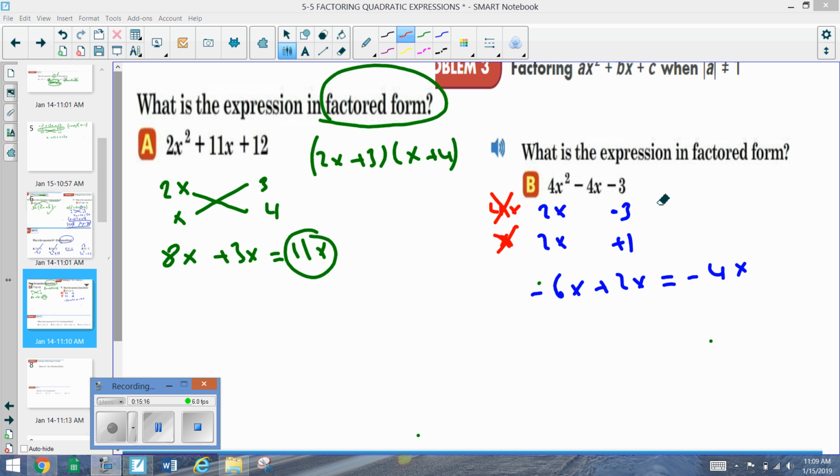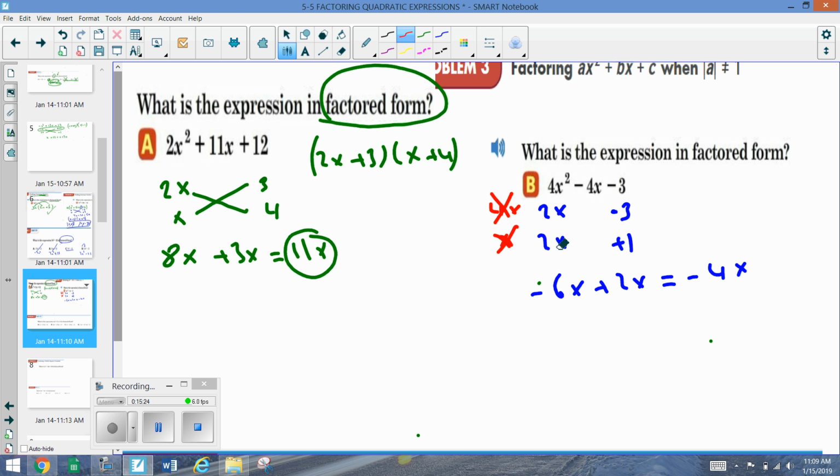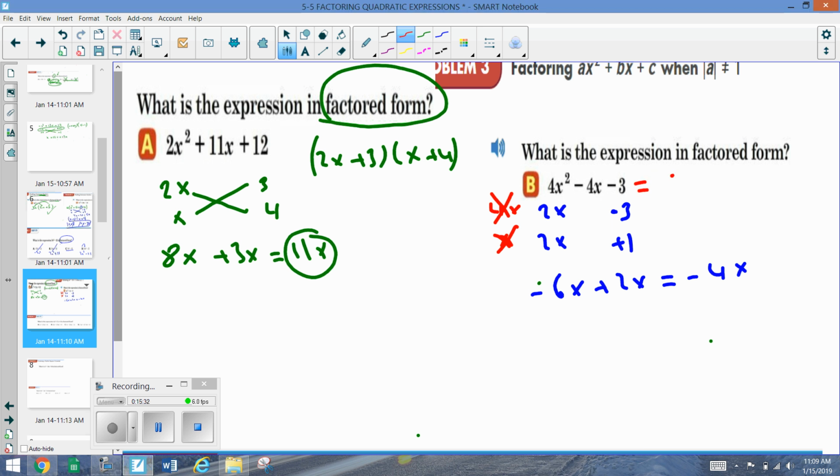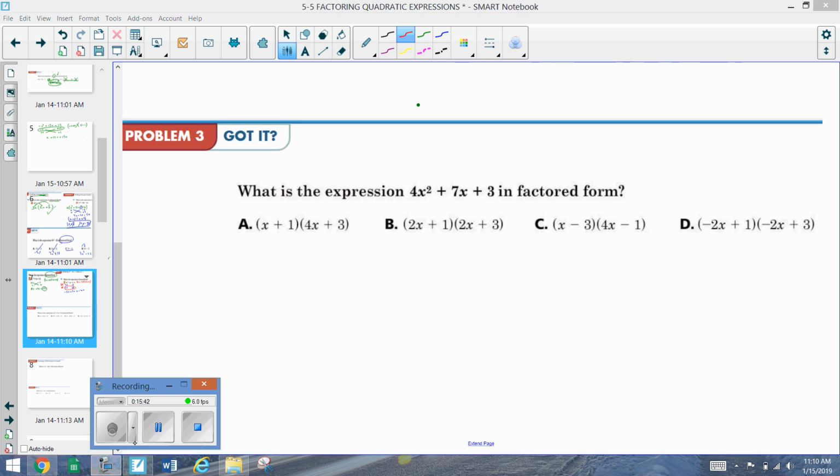Okay, right straight across. Are we all agreed this is correct? Negative 3 times 1 equals negative 3. And when you do cross multiplication, negative 6x plus 2x, that's negative 4x. It's totally right. And then right straight across: 2x minus 3, 2x plus 1. This is the right answer.